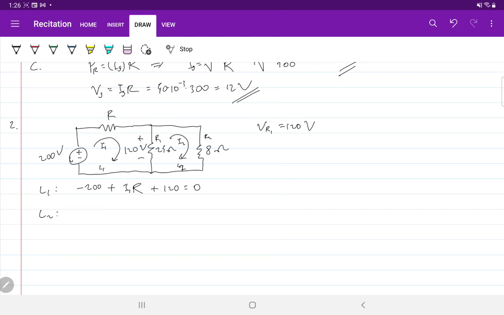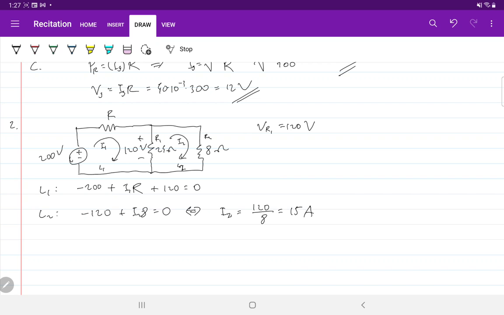Second loop, we have minus 120, right? Plus I2, the second current, times the resistance there, 8, equals 0. So we can compute I2 directly from here, right? So I2 is 120 over 8, right? It is 15 amps.